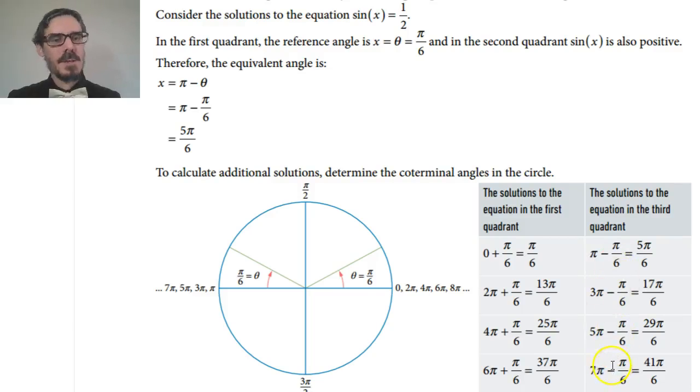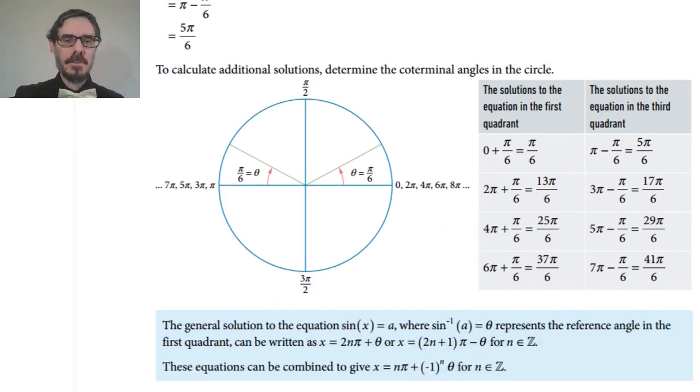There are many, many solutions. In fact, don't forget you can also go into negatives. Minus pi minus pi on 6, minus 2 pi plus pi on 6, and so on. It would be nice if we could describe this general solution without having to write every single one out. And of course we can.